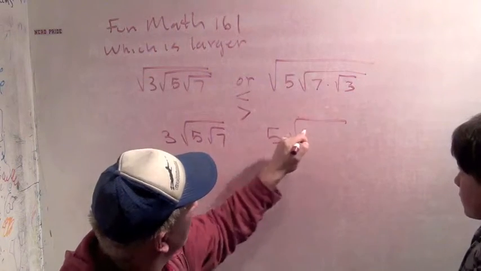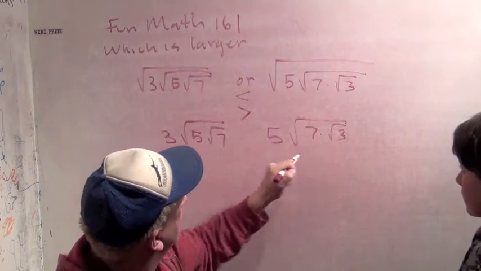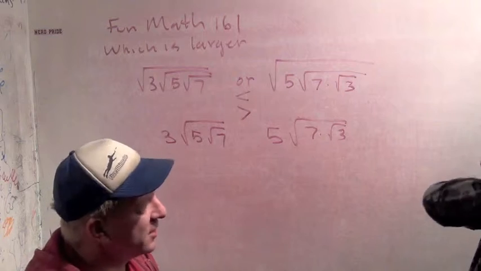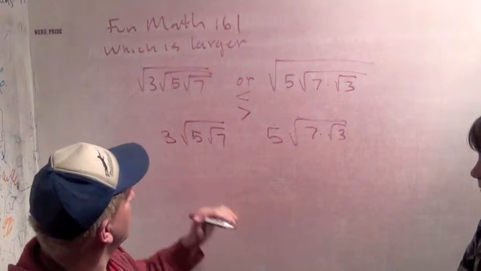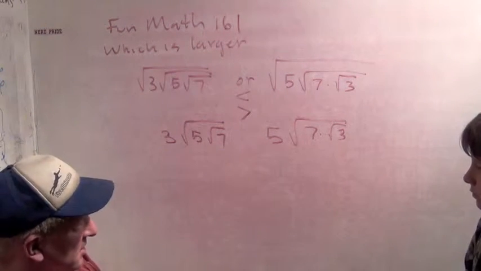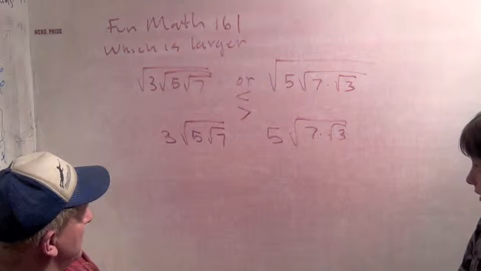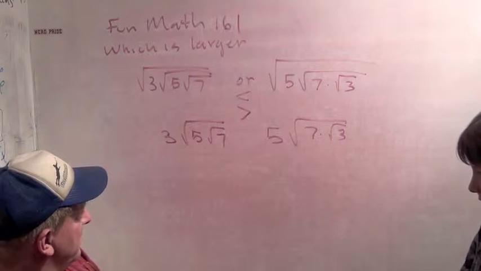5 times the square root of 7 times the square root of 3. Okay, so now it's getting a little bit easier. What do you think I should do next? Square it again. What do I get when I square this expression? You get 9 times 5 times the square root of 7.